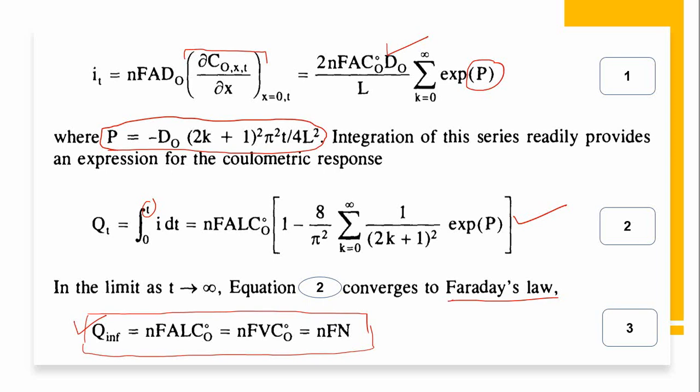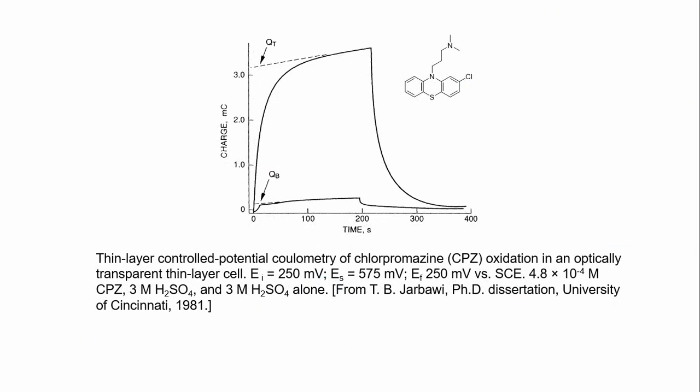A typical example of such reactions encountered in thin layer processes, for example thin layer coulometry, will be to determine the number of electrons involved when we apply this technique, thin layer coulometry, to chlorpromazine. So a thin layer coulogram of oxidation of chlorpromazine by a potential step of 575 millivolts versus a saturated calomel electrode can be looked at over here in this figure.